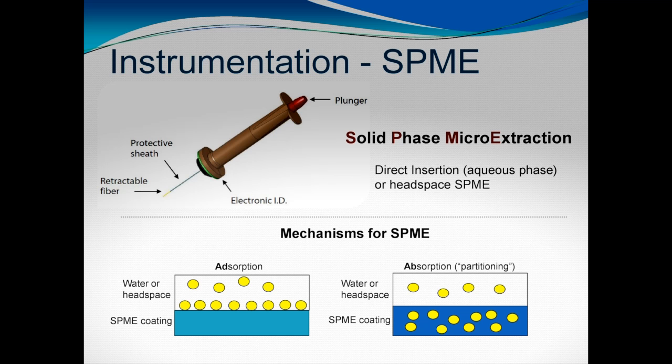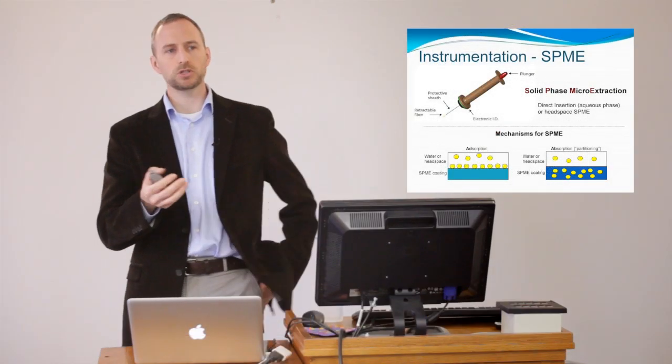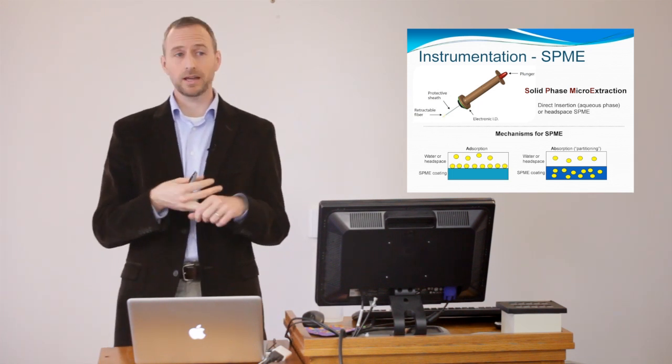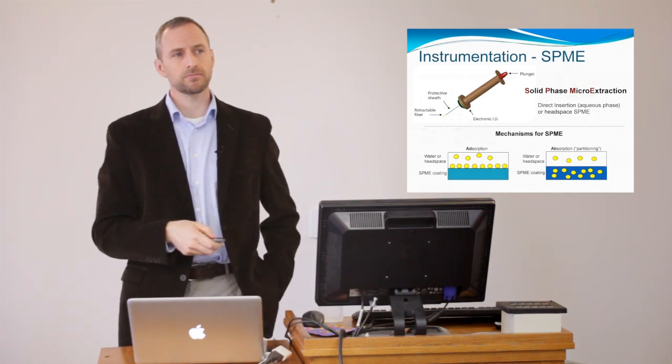So you can put it directly into a water sample, in which case any particular PCBs or analytes you're interested in can stick to the surface of the fiber in adsorption mode, so sticking to the surface. Or in some cases, if you put the fiber in water or in a gas, then the PCBs or the analytes can actually partition. They can equilibrate into the coating, and this is called absorption. So via these two mechanisms, adsorption and absorption, the molecules can be extracted from either an aqueous sample or a gas sample, which could be the gas above the soil sample.